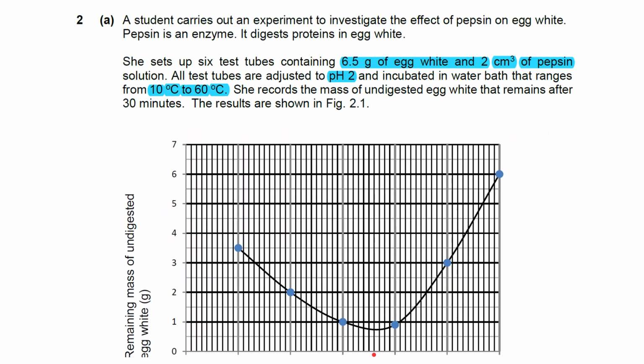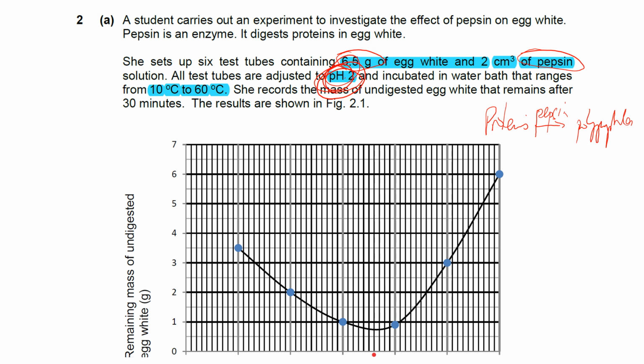So question 2 is an enzyme question. I have an experiment over here. The original amount is 6.5 grams, and pepsin is used in this. Again, you should know that pepsin breaks down proteins to polypeptides, and proteins are found in egg whites. So pepsin is the enzyme, protein is the substrate, polypeptide is the product. This is at pH 2, so it is pretty good because pepsin works in acidic pH.